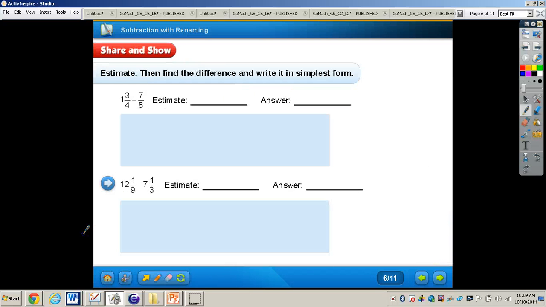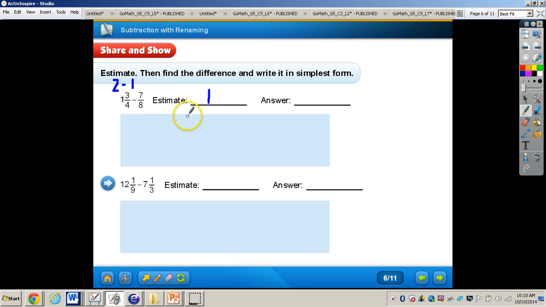Okay, we're going to do one more together, then I'll have you do the rest of these by yourself. So we take 1 and 3/4. If we're going to estimate, that 1 and 3/4 can be rounded to 2. That 7/8, I know that 7 over 8 is close to 1, so I'm going to round it to 1. 2 minus 1 gives me 1.